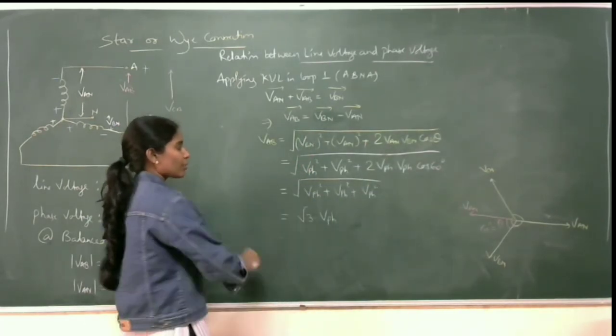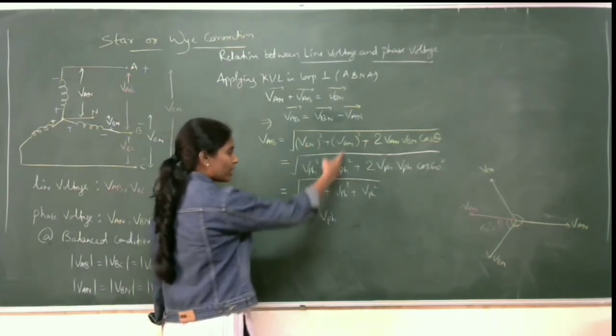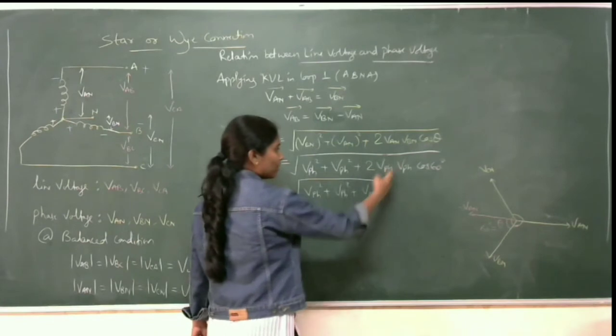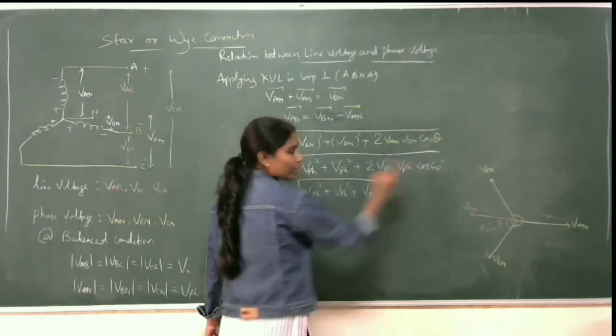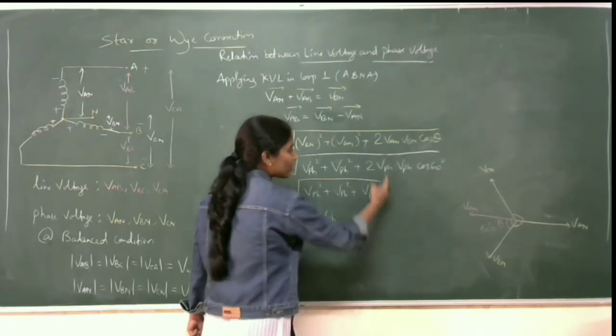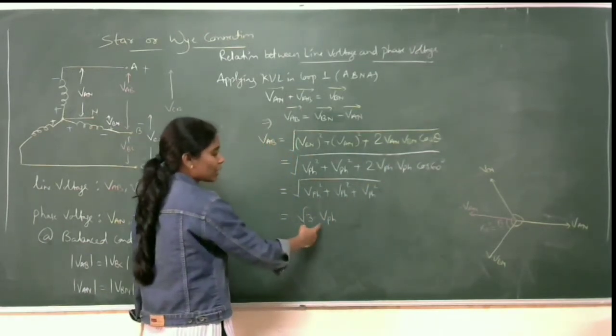So the solution comes as VBN is replaced with VPH, that is the phase voltage. VN is also the same. Now what is theta? That is 60 degrees. What is the value of cos 60 degrees? That is 1 by 2, so that has been cancelled. So we have VPH square, which can be resolved as root 3 times VPH.